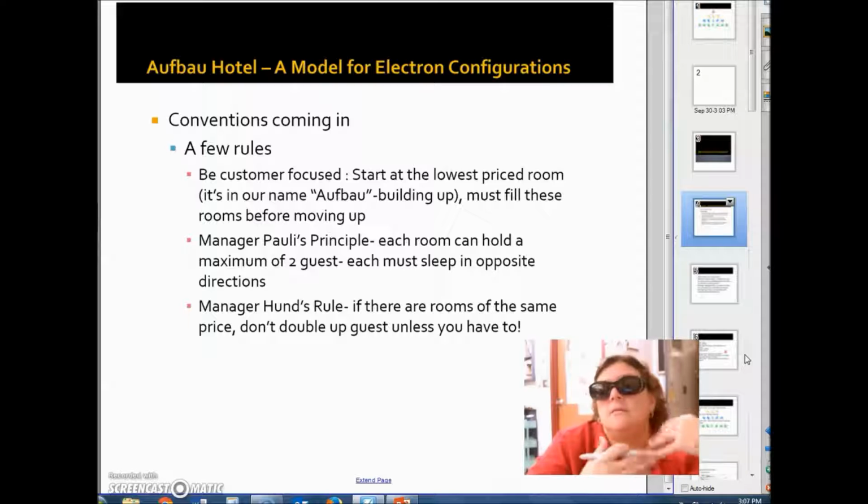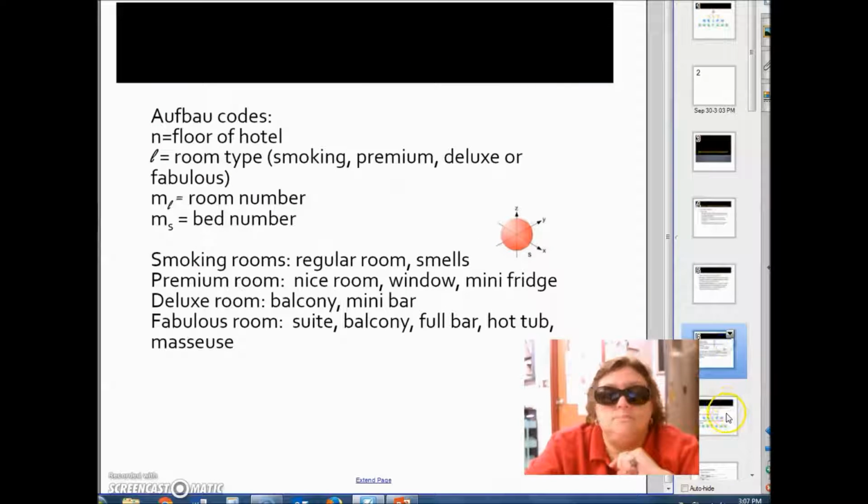I like to think of it, because we're talking about the hotel thing, that maybe Hund has a thing against the cleaning staff, and he wants them to have to clean as many rooms as possible. So if there are available rooms at that price, you do not double up until you have to. First of all, smoking rooms are nice, regular rooms. They're really not that nice. They probably smell like smoke. There's not necessarily even a window. It's just a regular room.